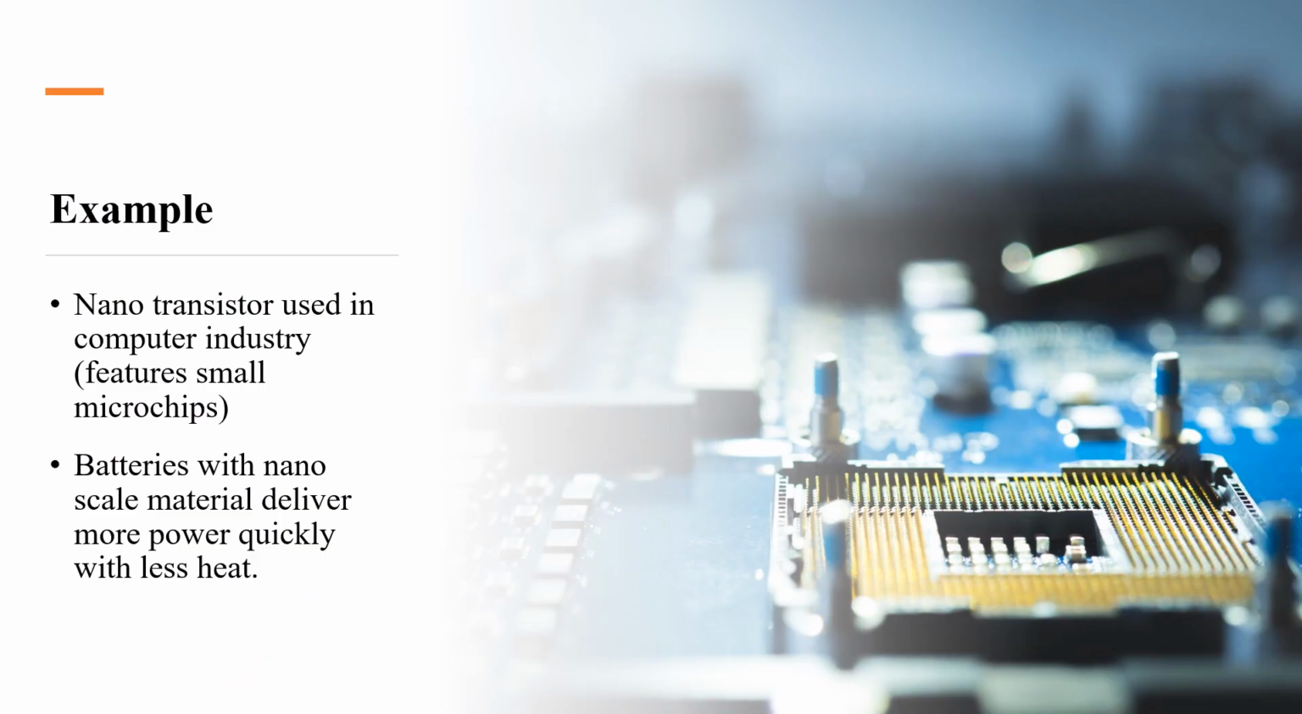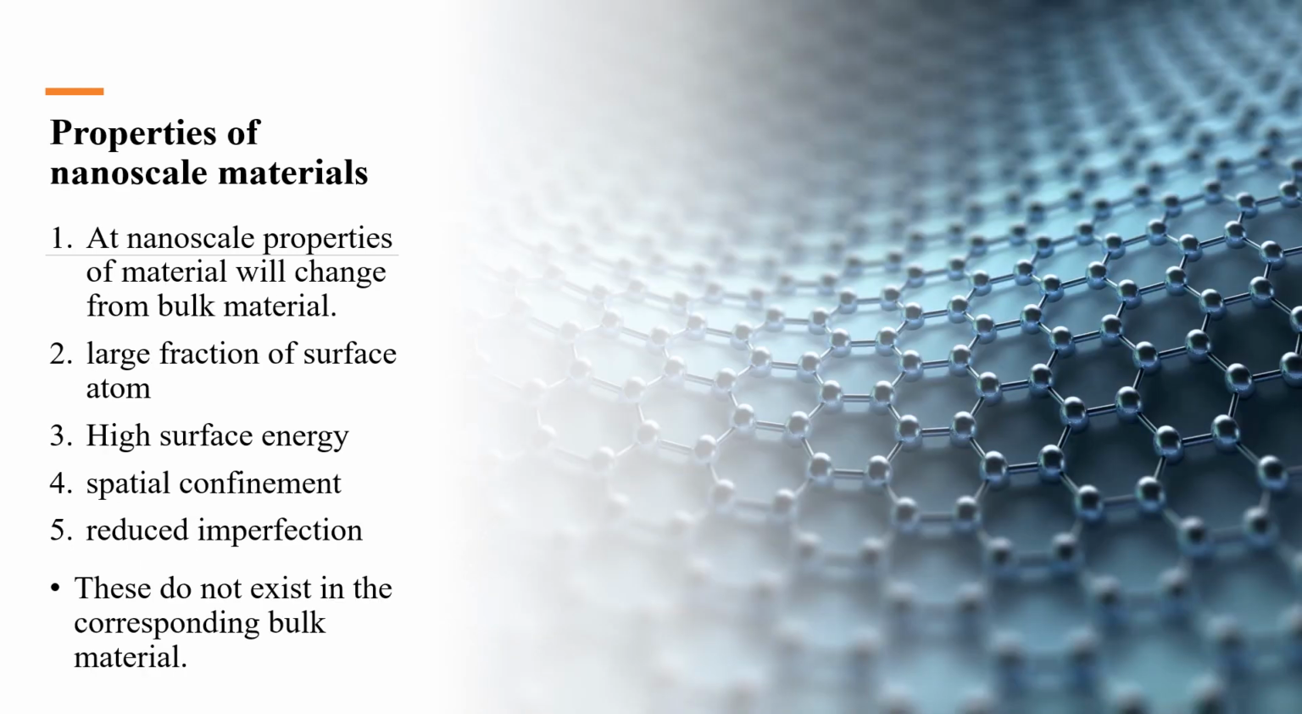An example of nanoscience is the nanotransistor, which is used in the computer industry and is small in size but has great features. Basically, it is a small microchip. Batteries with nanoscale material deliver more power quickly with less heat.